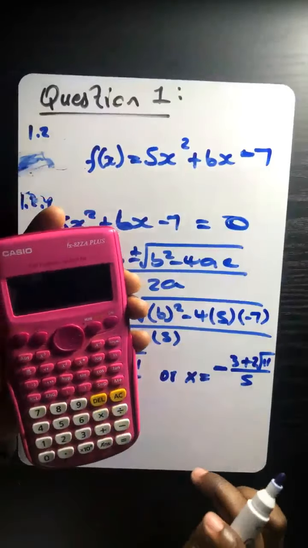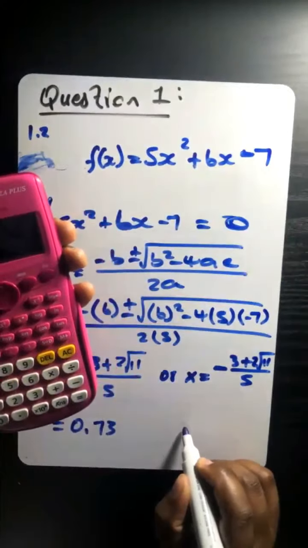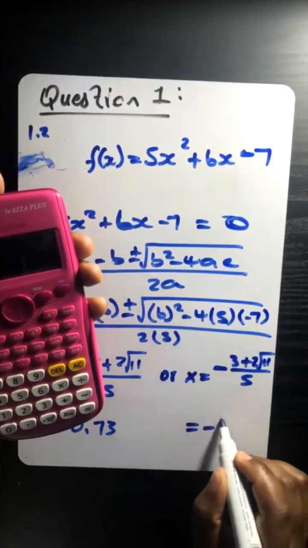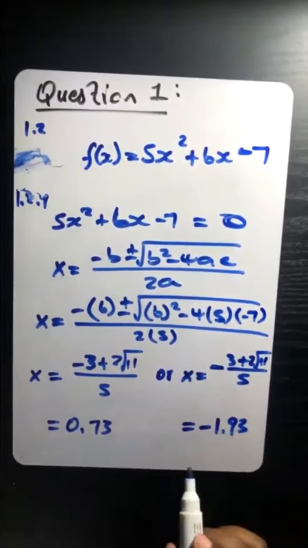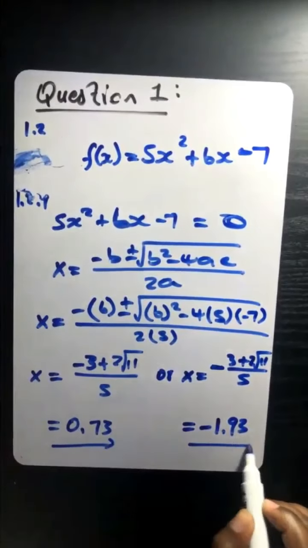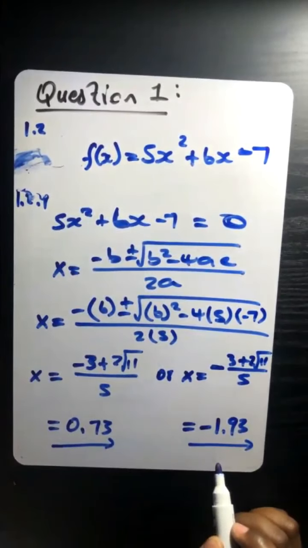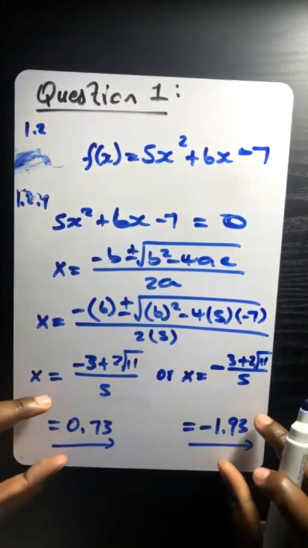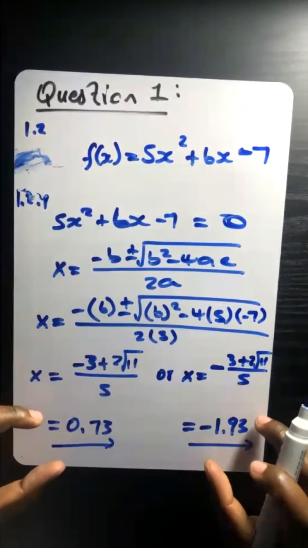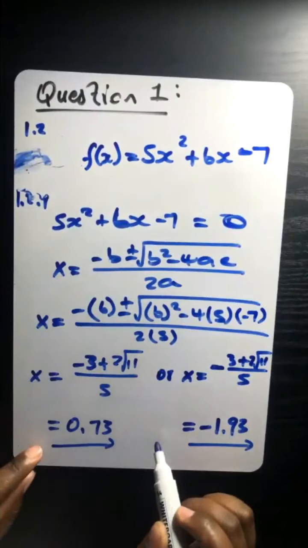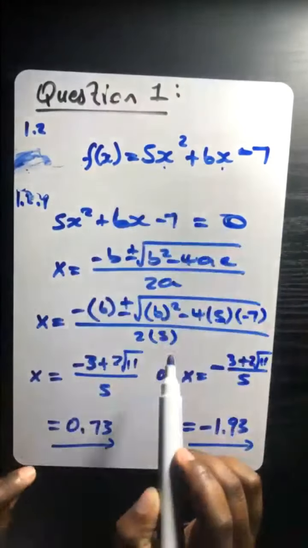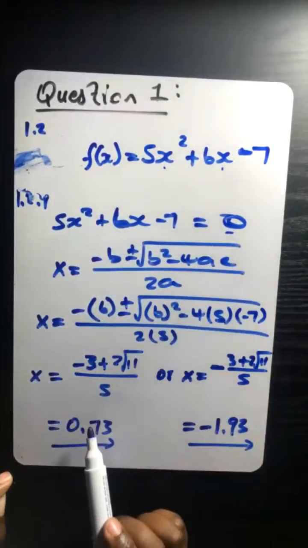So let's convert it to a decimal. Then we're getting x is equal to negative 1.93. So these two things, ladies and gentlemen, these are your factors. You can't factorize them because they're in the form of a decimal. But if you write the whole of that decimal as it is and substitute it there and there, you are going to get 0, I'm telling you.